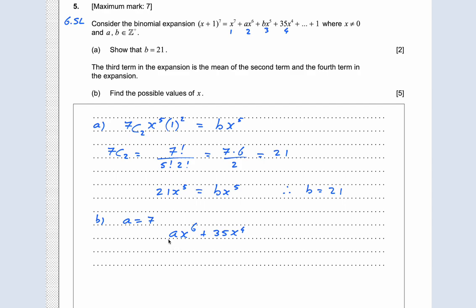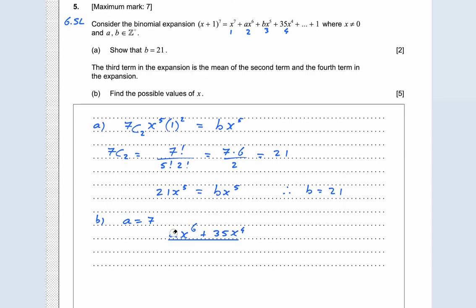And actually, guys, a, I know now, is 7. So 7x to the 6 plus this, divided by 2 because I'm getting the mean. So add them together, divide by 2, has to equal the third term, which I now know is 21x to the 5. And I basically have to find x.